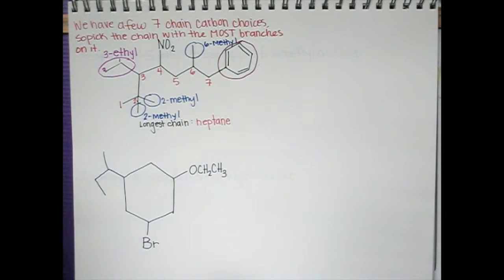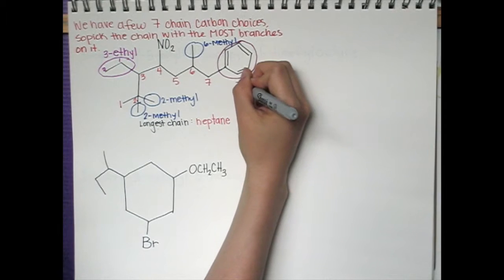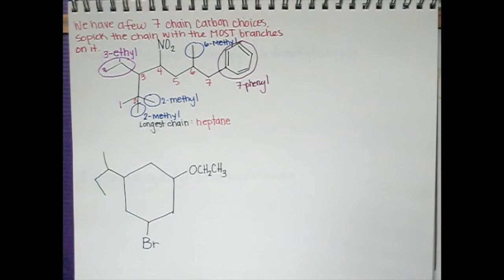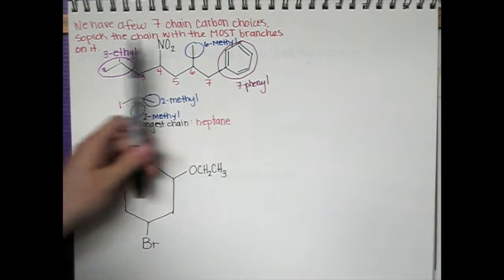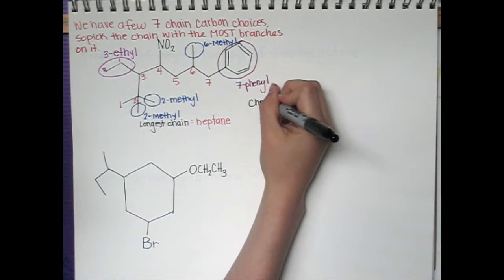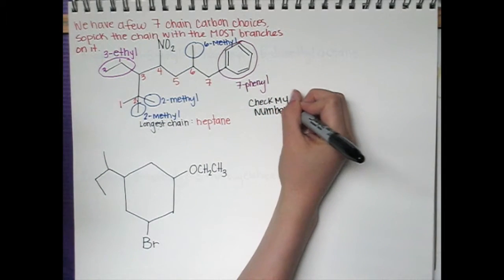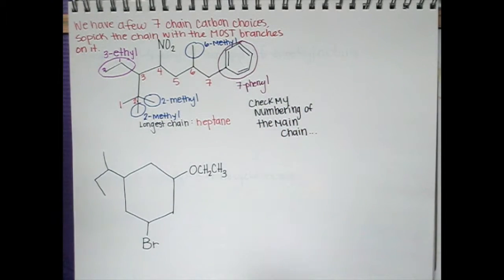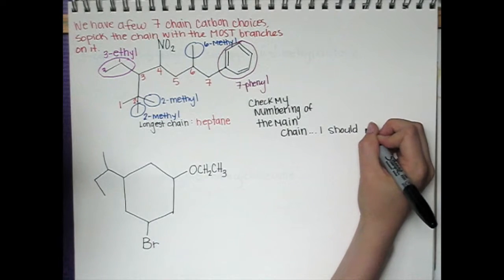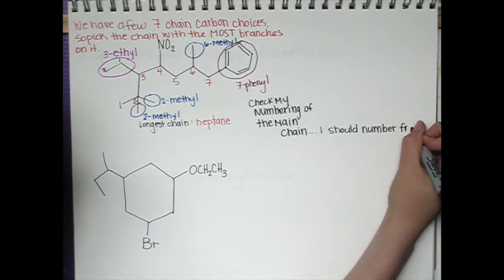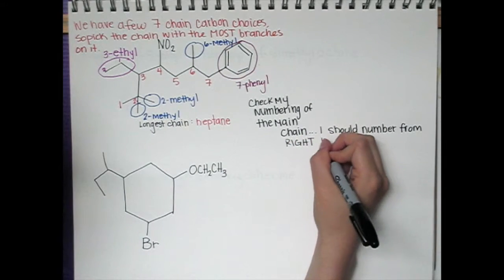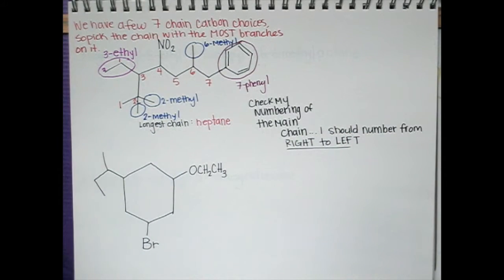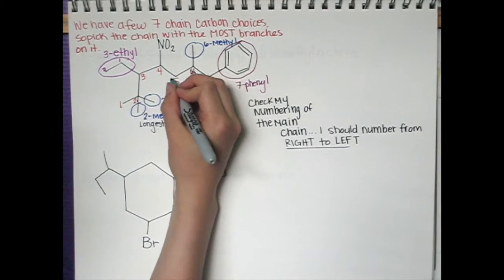Carbon number 7 has a phenyl group. 7-phenyl. But I just noticed something. I numbered my chain backwards. So, check my numbering on the main chain. I should have been going from right to left instead of from left to right, because my nearest branch is actually on the right side, that phenyl group. And it would have had the number 1 instead of 7, which is much better. So I'm going to fix my mistake.